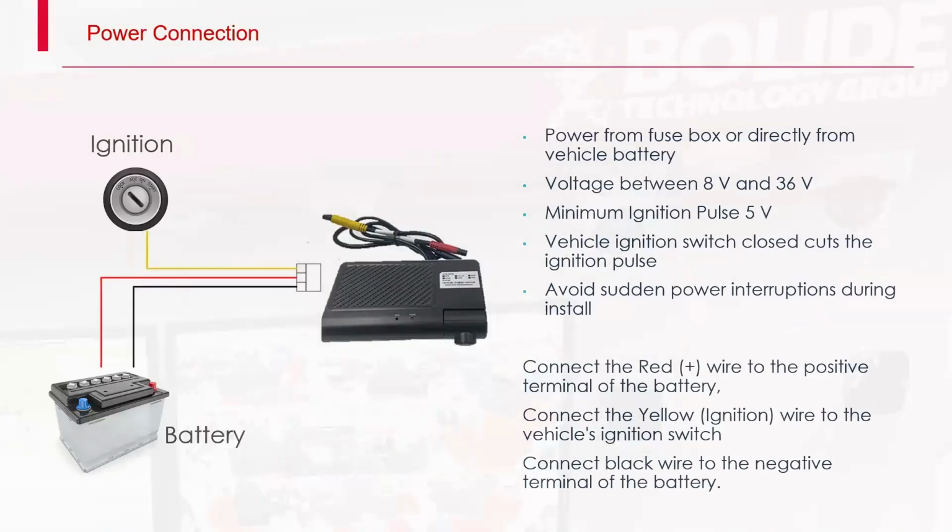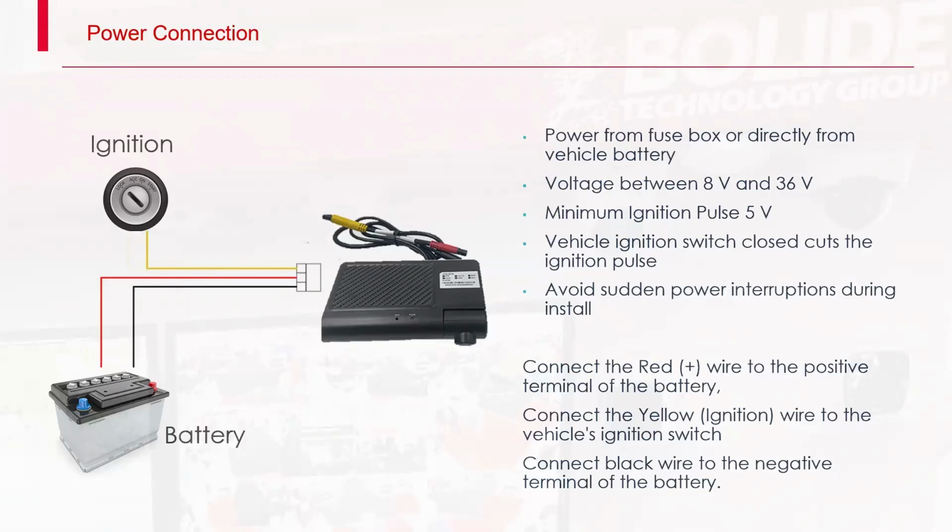Just a quick overview of how the power connectors are going to be connected. So there's 2 ways to connect it. The first way is you can connect directly to the battery, which is our red cable. And then we have a yellow cable that's going to go to the accessory or the ignition cable going to the vehicle. We want to make sure that we're getting at least 8 to 36 volts with our multimeter. We want to make sure that the ignition is going to have at least a 5-volt pulse, right? We also want to make sure that when the ignition is cut off, that it also cuts off the unit as well. This will kill the battery.